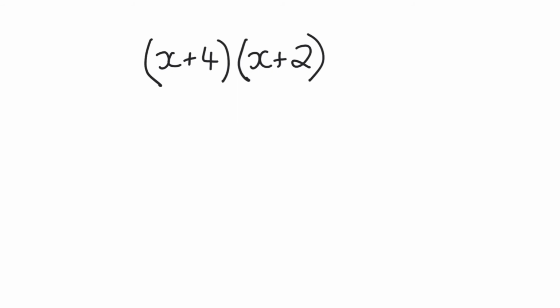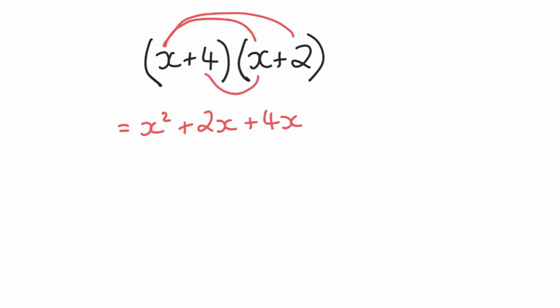So here we've got x plus 4 in one bracket and x plus 2 in the other bracket. The principle's the same as the other brackets questions we've looked at. Everything on the outside needs to meet everything on the inside. So to expand this out, x needs to times by x to give us x squared. X needs to times by 2 to give us 2x. 4 needs to times by x to give us 4x. And 4 needs to times by 2 to give us 8. So then we can simplify this by writing x squared plus 6x plus 8.